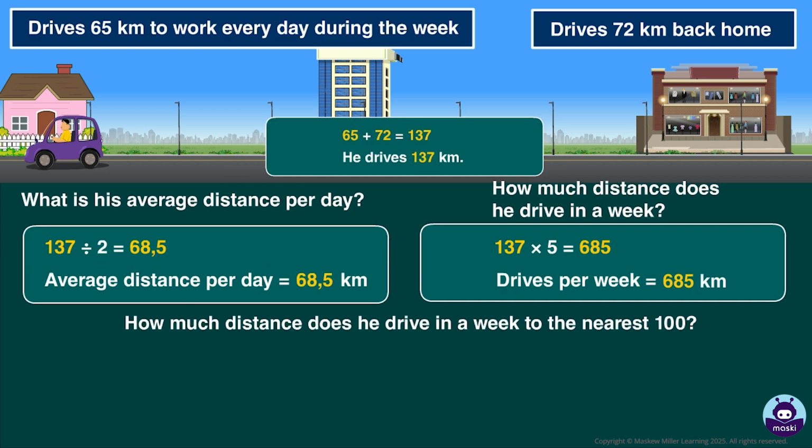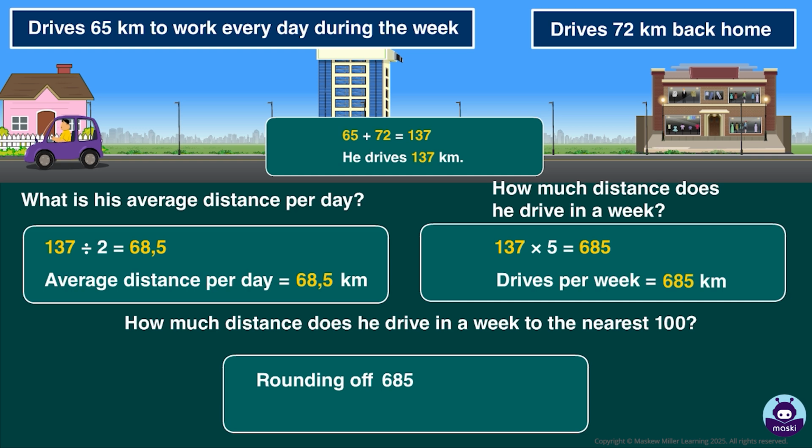How much distance does he drive in a week to the nearest 100? Remember that to round off a number to the nearest 100, you must look at the tens. The number 8 is closer to 10, so we need to round up to 700. 685 equals 700. He drives about 700 kilometers per week.